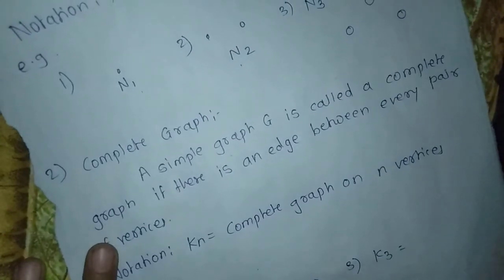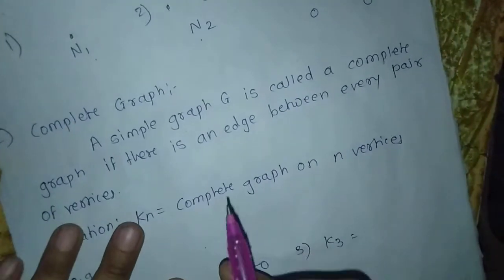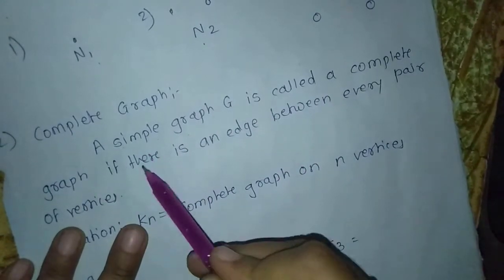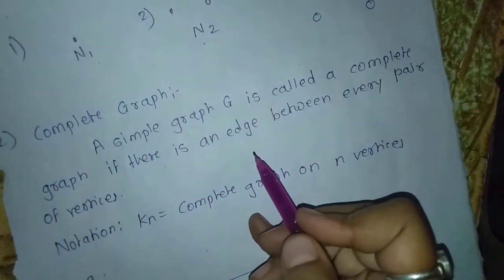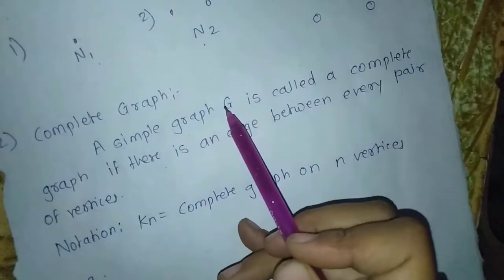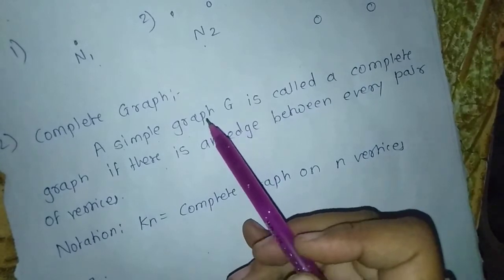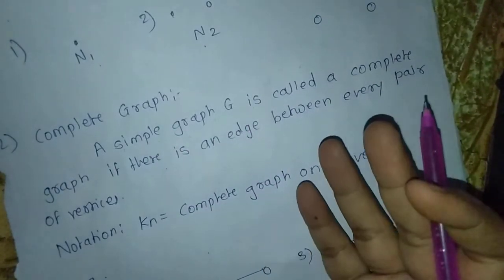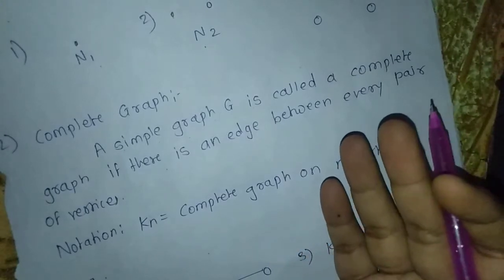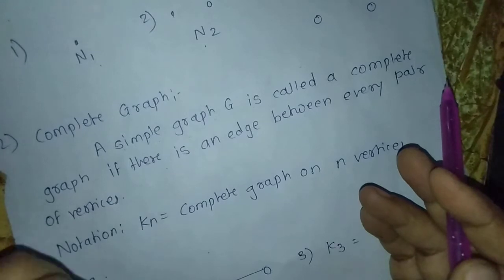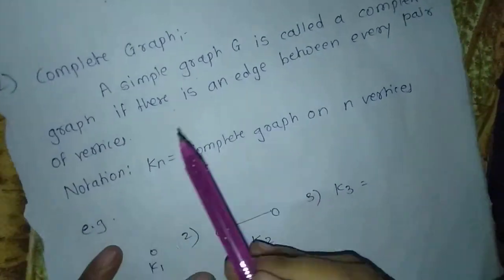The second important graph is the complete graph. A simple graph G is called a complete graph if there is an edge between every pair of vertices. Here in this definition, graph G must be a simple graph. A simple graph means a graph without loops and parallel edges. It is called a complete graph if there is an edge between every pair of vertices.